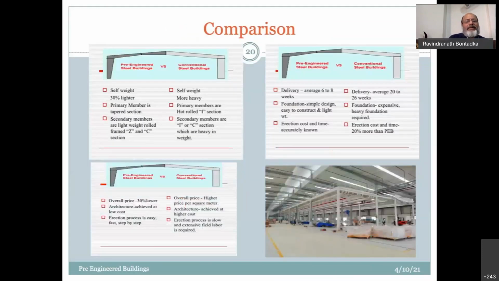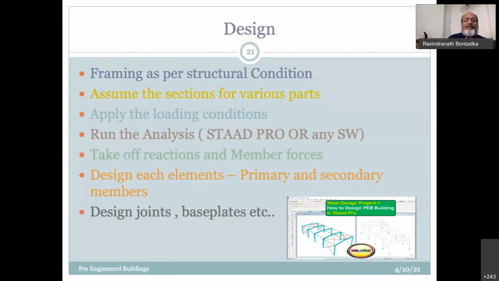Comparison has already been covered. The design process, as I said: framing has to be done as per the structural conditions, depending on the base, whether you take a hinge base or a fixed base, and then assume the sections for various parts. We'll have to check it and apply the loading conditions as required for all other designs, and then run the analysis either on STAAD Pro or any other software, PEB or MBMA software. Then take the reactions and member forces, design each element, and design joints; base plates are important here.